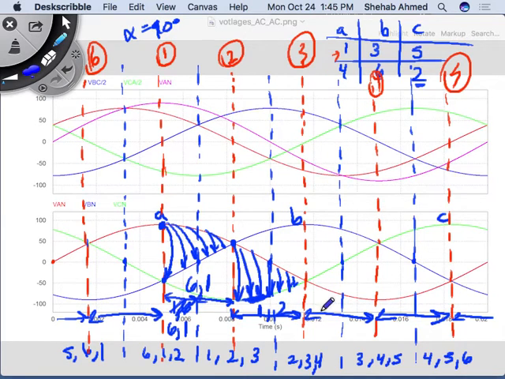6 and 1, 1 and 2, 2 and 3, 3 and 4, 4 and 5, and then here 5 and 6. If you go through it, this will be the logic.